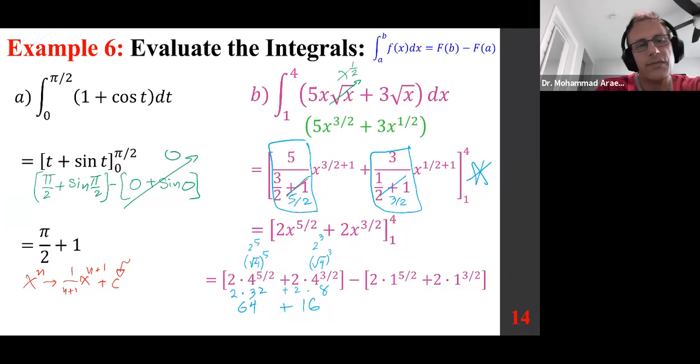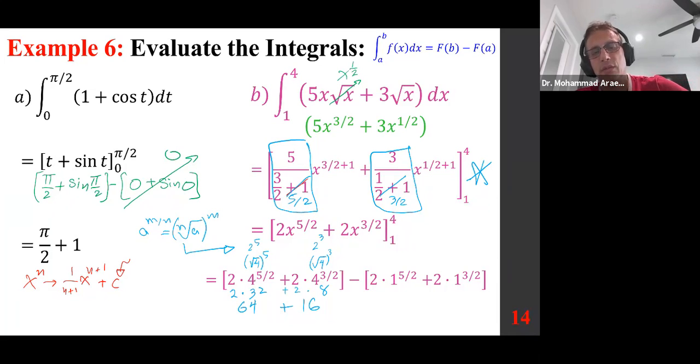What I'm using is the following, class. a to the power of m over n is the nth root of a to the power of m. That's what I'm using.